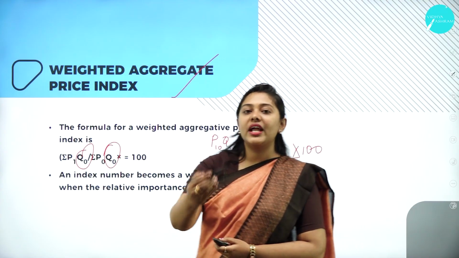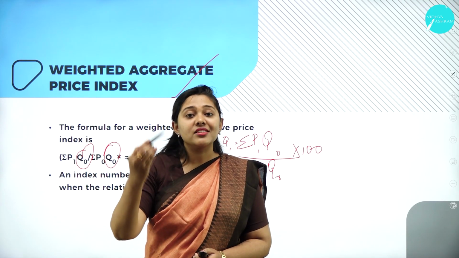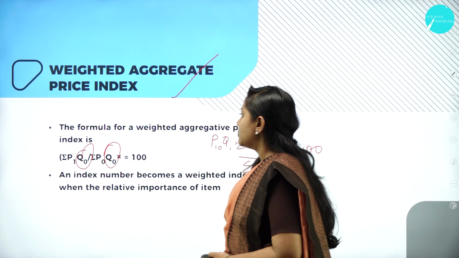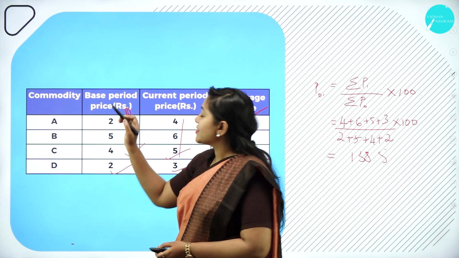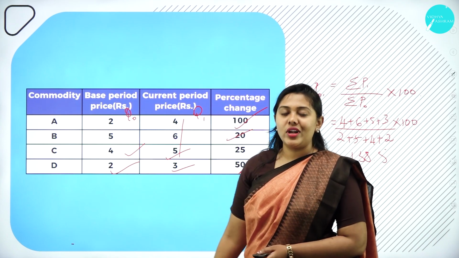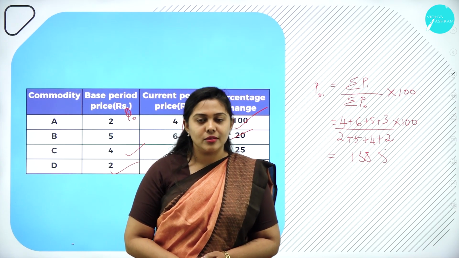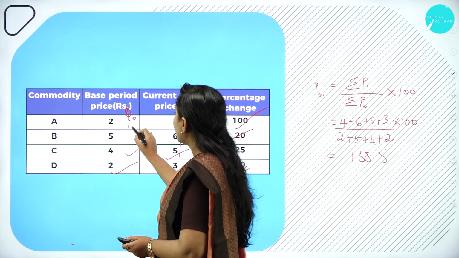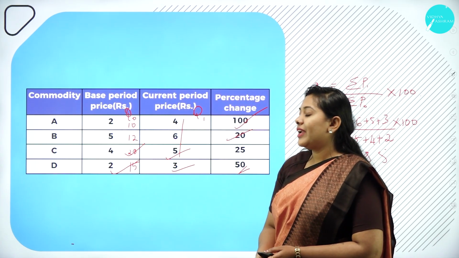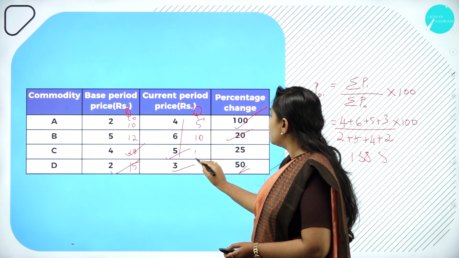The same problem, let us assign the weight by assigning the quantity. By assuming the quantity, we can check out the calculation. This is your base period quantity and this is your current period quantity. Let us assume arbitrary figures and check out the calculation. Let us assume the quantity as 10, 12, 20 and 15. For the current period, let us assume it as 5, 10, 15 and 10.